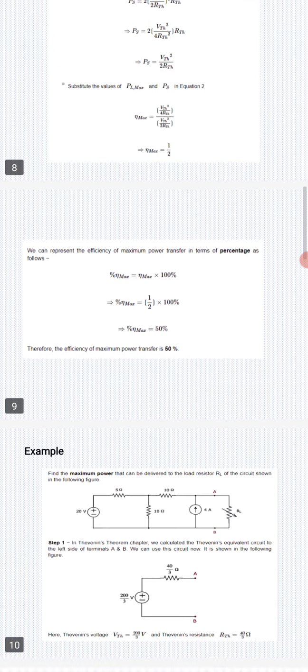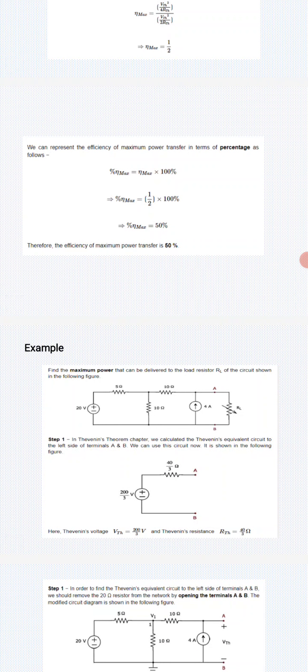So we can represent the efficiency of maximum power in terms of percentage as follows. Percentage of sigma max equal to sigma max into 100. Sigma max is already calculated, 1 by 2. So sigma max equal to 50%. Therefore, the efficiency of maximum power transfer is 50%.